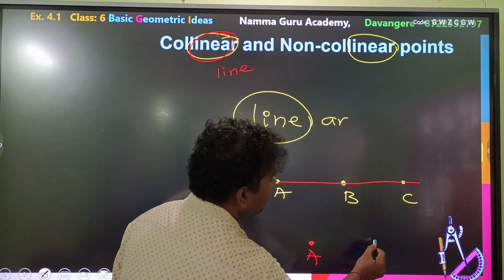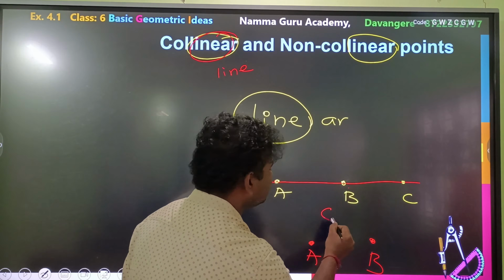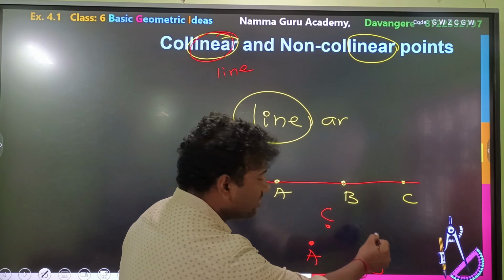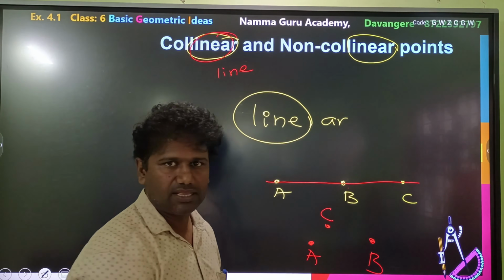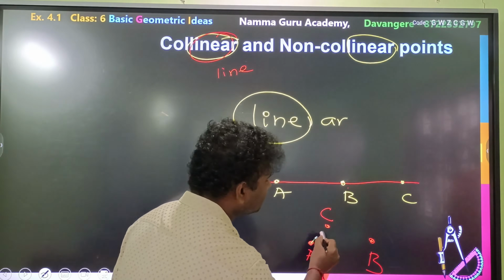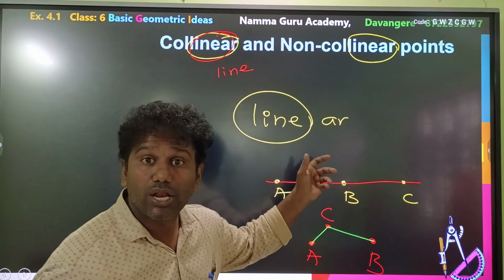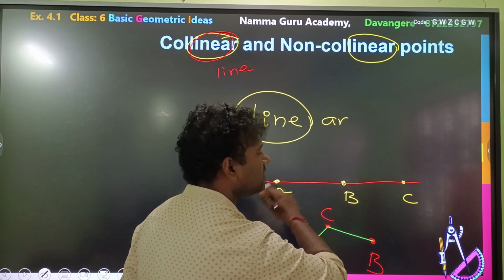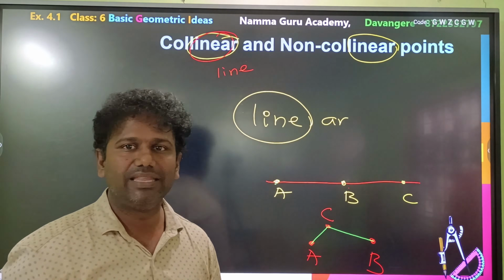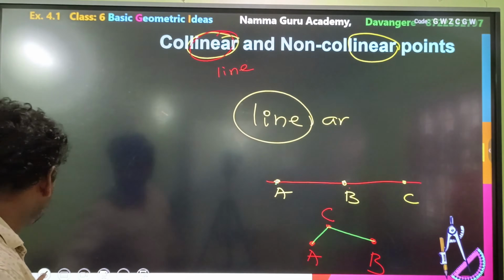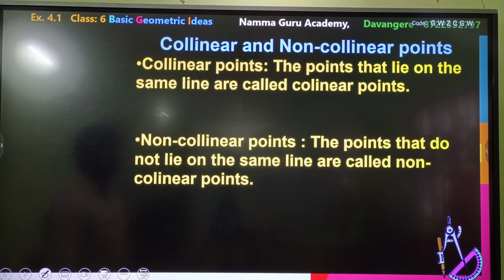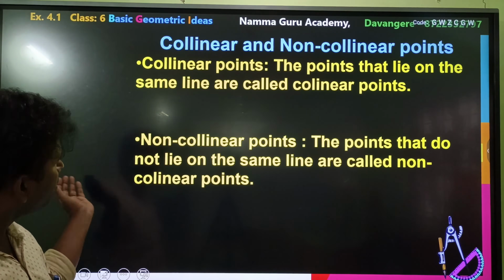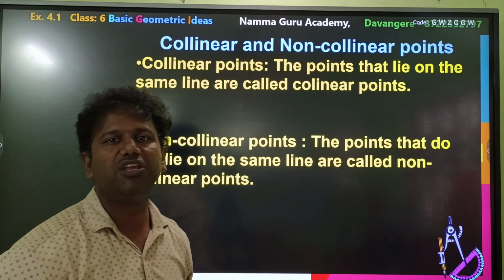Now, if you take the same A and B and C, these points, are they in the same line? Are these points there in the same line? No, they don't lie in the same line. Hence, they are non-collinear. If the points lie on the same line, they are called collinear points. If they are not there on the same line, they are called non-collinear points. The points that lie on the same line are called collinear points. The points that do not lie on the same line are called non-collinear points.